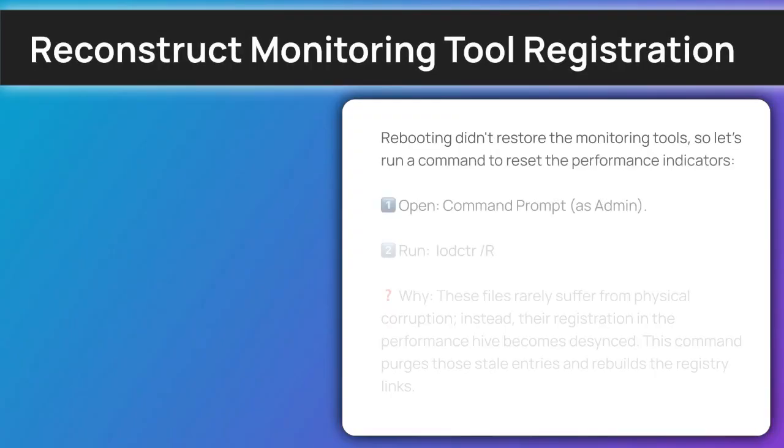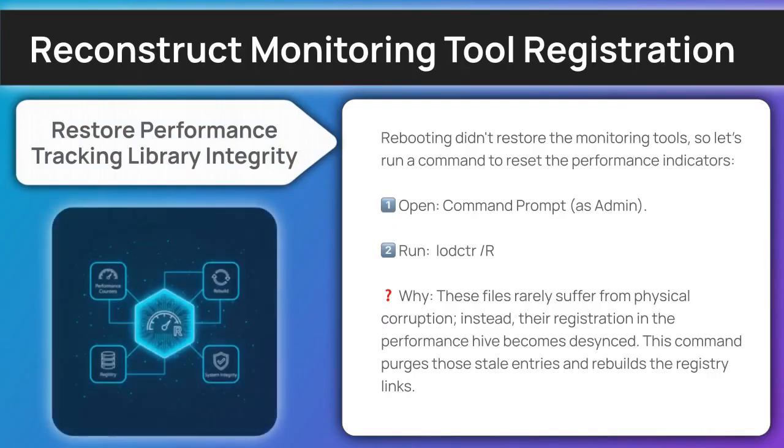If you're still stuck after the reboot, stay with me. We're going to try a more targeted approach now. You can pause the video whenever you need to follow along. Rebooting didn't restore the monitoring tools, so let's run a command to reset the performance indicators. First, open command prompt as admin. Second, you're going to type lodctr /R, then hit enter. Why are we doing this?